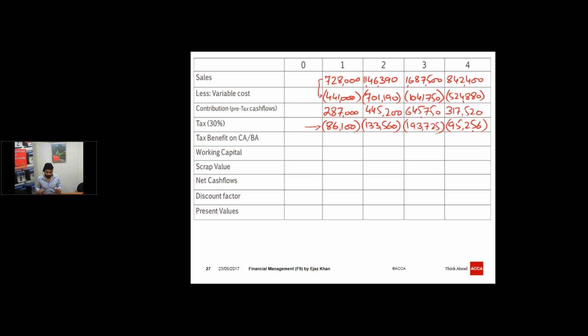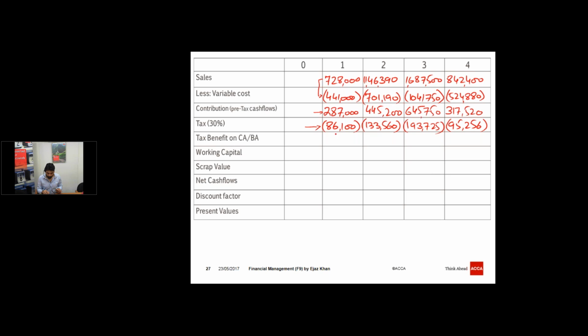What the tax authorities will do, they will deduct the capital allowance from 287,000 of the first year. They will first deduct the tax depreciation from this figure, and they will apply 30% to the resulting figure, which will definitely be less than $86,100. But since it was a non-cash expense, that's why we haven't deducted it from our pro forma.